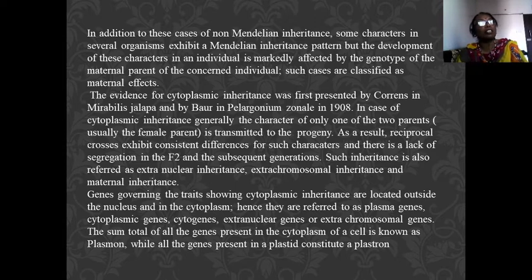Extranuclear gene means it is present outside the nucleus, therefore it is termed as extranuclear genes, or it is termed as extra chromosomal genes, means these genes are not located on the nuclear chromosome, therefore it is termed as extra chromosomal genes. And the sum total of genes present in the cytoplasm of a cell is known as plasmon, while all the genes present in the plastid, plastid means chloroplast, inside the cell organelle chloroplast, certain genes are present, these are termed as plastome.